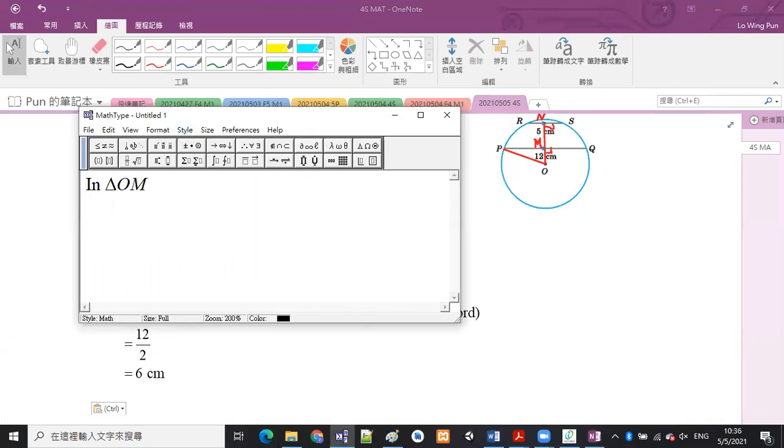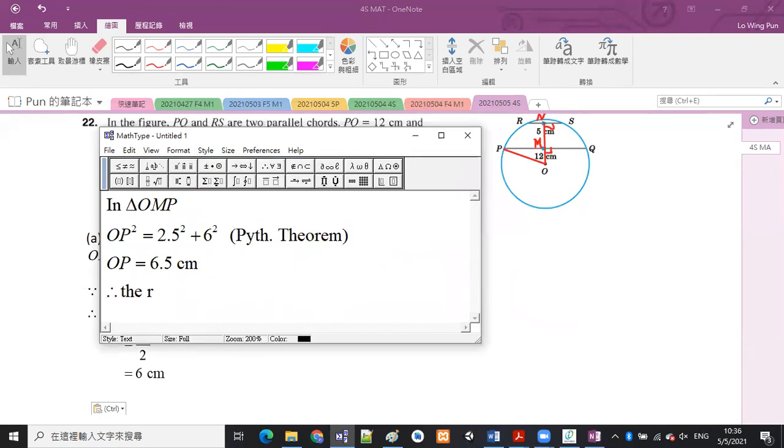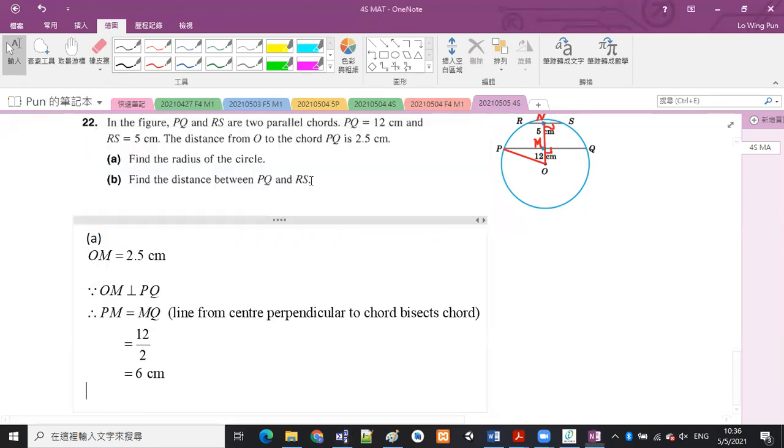in triangle OMP, OP square is equal to 2.5 square plus 6 square. And this is Pythagoras theorem. Okay? And then using calculator, you may find that OP is equal to 6.5 cm. Okay? Therefore, the radius of the circle is 6.5 cm. That is the answer of part A.